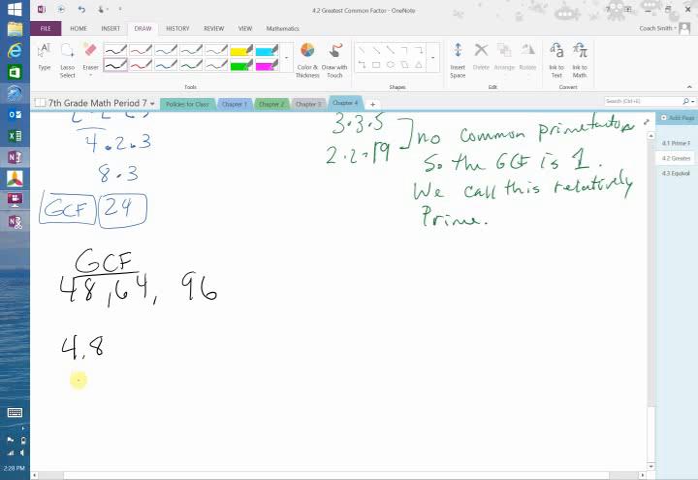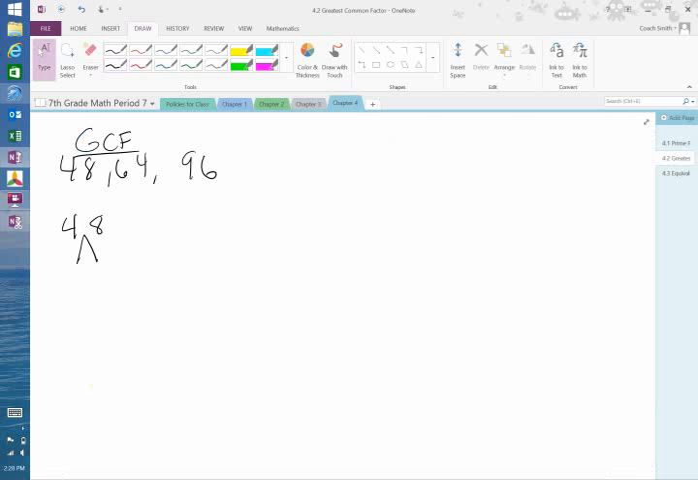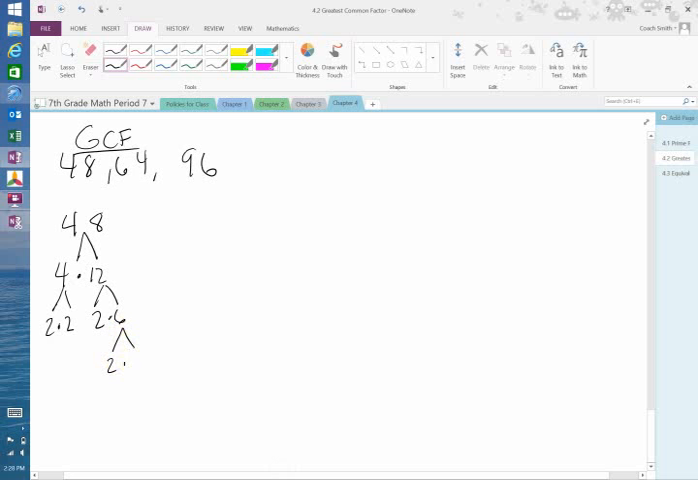So it's 48, prime factor it using the factor tree. That'd be 4 times 12, 2 times 2, 2 times 6, 2 times 3. So I list it out: 2 times 2 times 2 times 2 times 3.